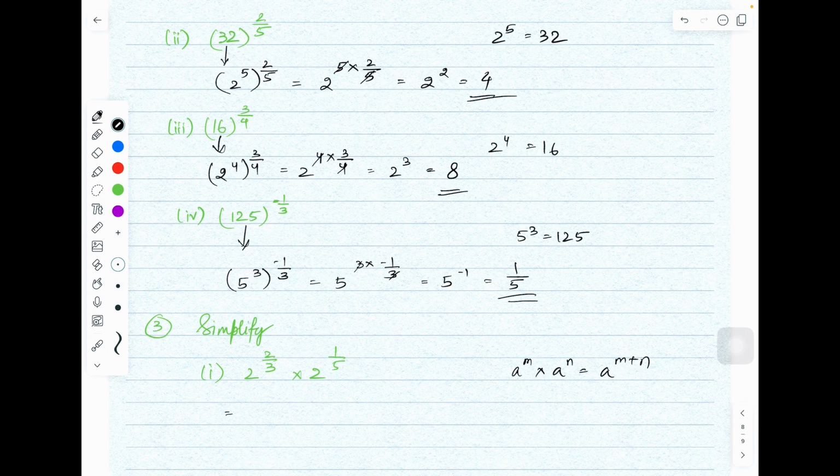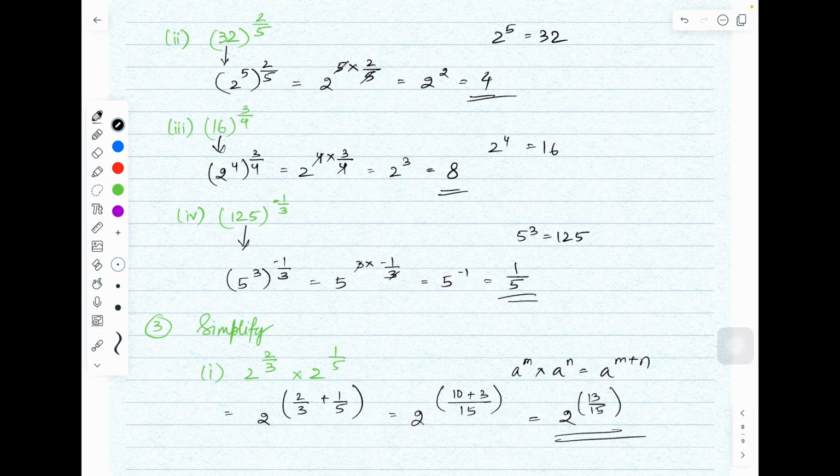Instead of a, what we have? We have 2. Instead of m, what we have? We have 2 by 3. Instead of n, what we have? We have 1 by 5. Okay, we will do the addition here. This is 15. This is 5 times, so 2 into 5 is 10. This is 5 into 4, this is 3. So we are getting it as 2 to the power 13 by 15. This is the answer. Okay, simple a to the power m.